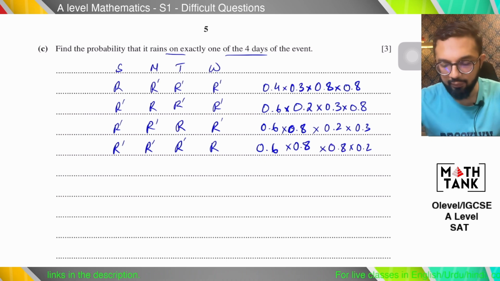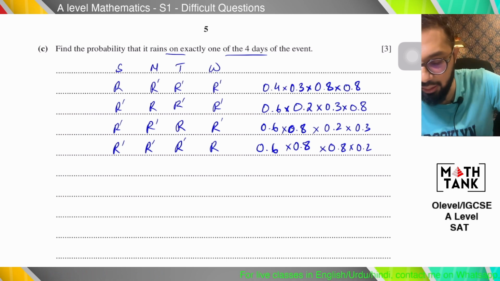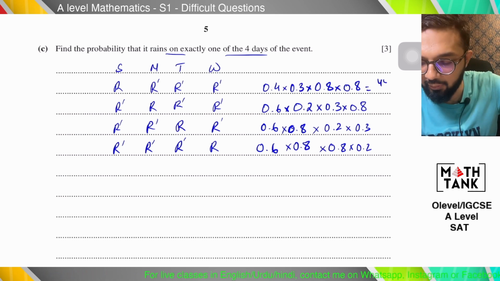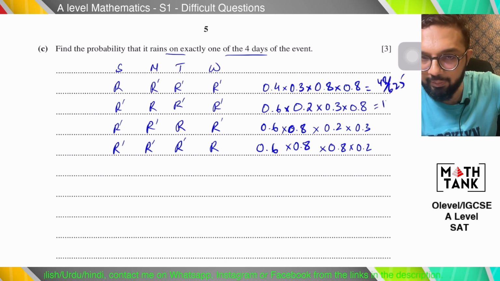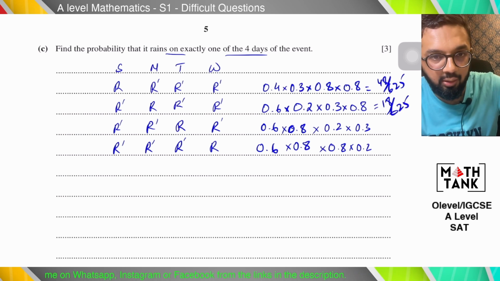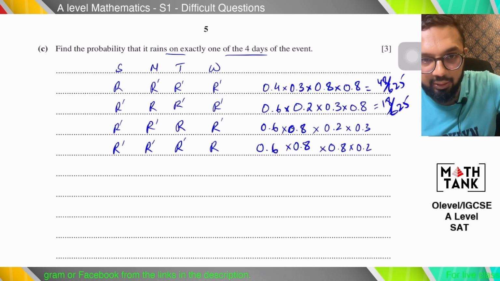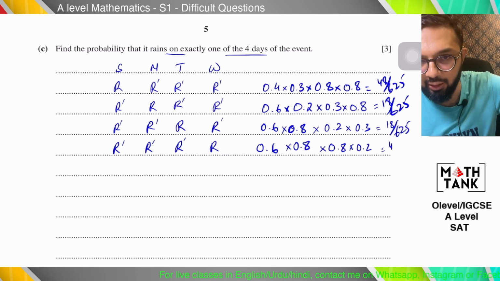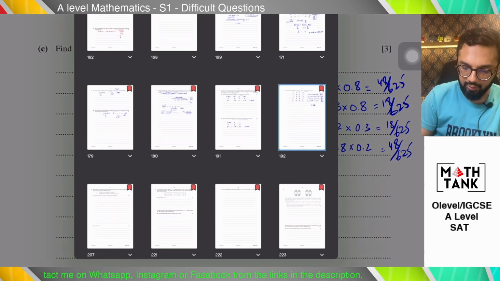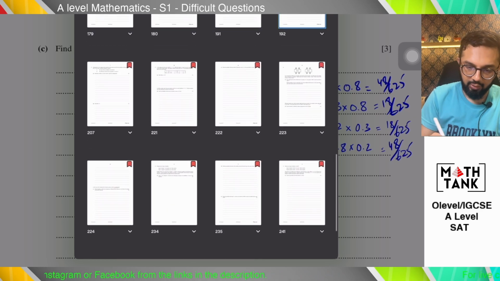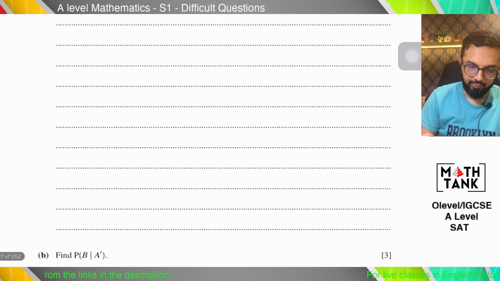Okay, let's check if I have all the conditions: 0.4, 0.3, 0.8, 0.8. That gives me 48 over 625. 0.6, 0.2, 0.3, and 0.8. That gives me 18 over 625. Then 0.6, 0.8, 0.2, and 0.3. 18 over 625 again. 0.6, 0.8, 0.2, 0.2. 48 over 625. So a total of 0.2112. Okay, moving on to the next question now. I still have a lot of them left.